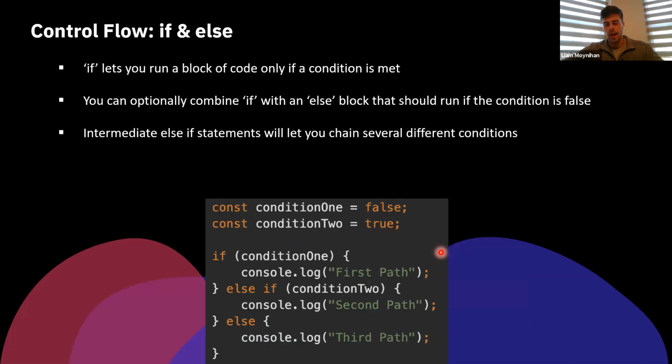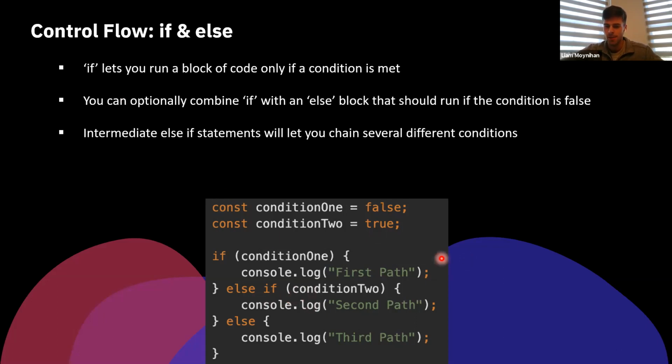So let's start looking at some control flow that we can do. The most basic one that we can use is kind of the if-else statement. What that'll do is you can define a block of code that you want to run only if a condition is met. You can also then combine that with, if this condition is not true, doing something in the else block. And then you can also use intermediate else if statements here.